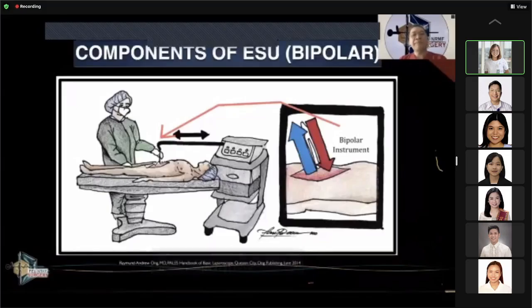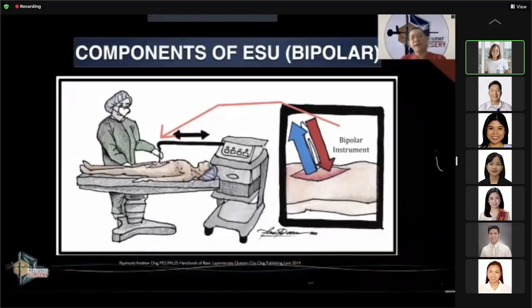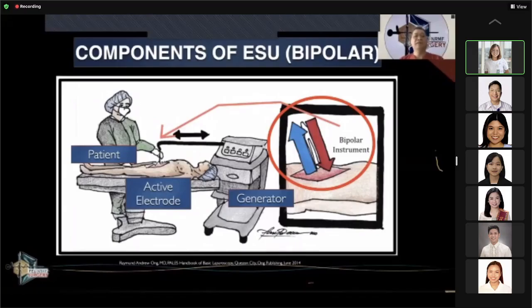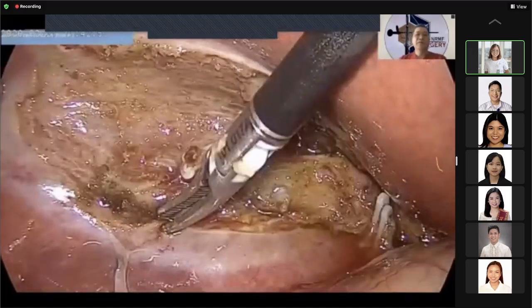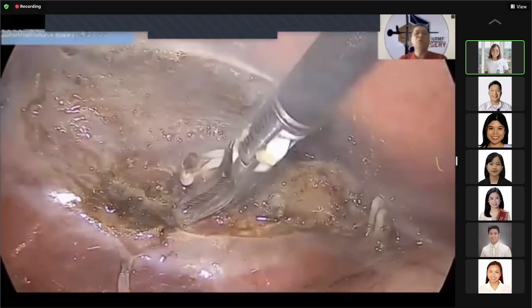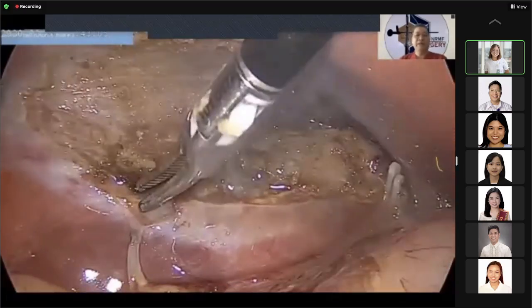This is a bipolar instrument, in which the energy is confined only to where you apply the instrument. So there is no need for a dispersive electrode, and the current does not pass through the patient. It's only concentrated at the tip of the instrument like this. The current is only between the two edges of that instrument. Okay.